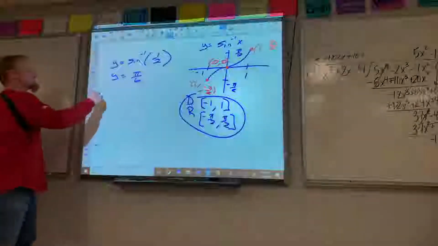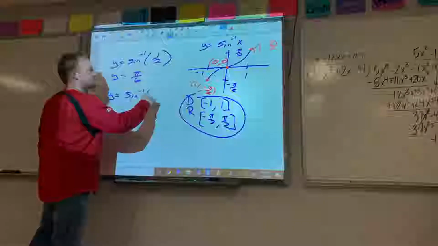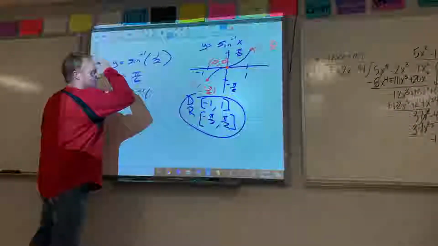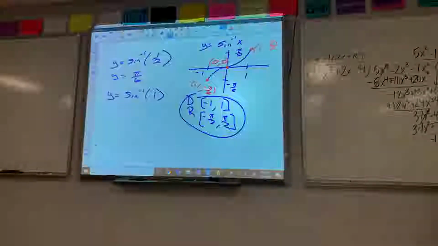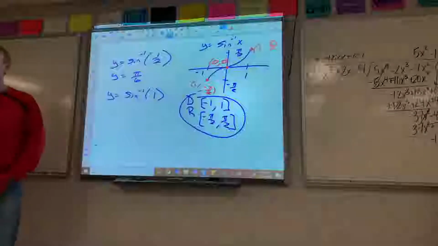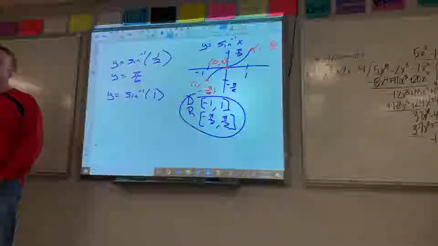All right, what about this one? Okay, y equals inverse sine of 1. What is it? 3 pi over 2. It's not 3 pi over 2. Pi over 4. It's not pi over 4. Oh, it's pi over 2. It's pi over 2. Okay?